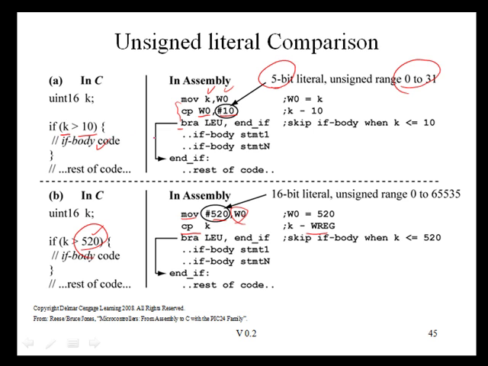This branch instruction here needs to be for the false condition, which is going to be a less than or equal condition. So this is a branch always less than or equal unsigned, skipping the if body. We will execute this if body if the k value is greater than the constant value.